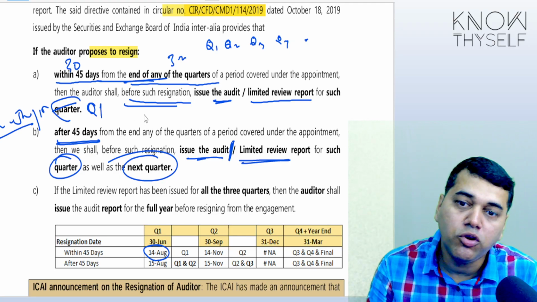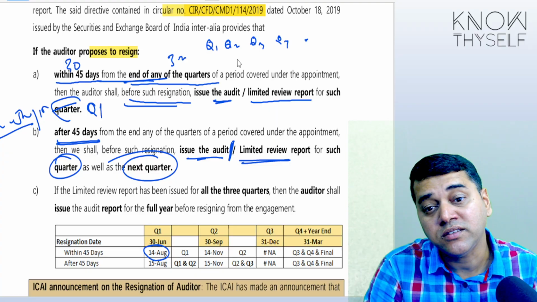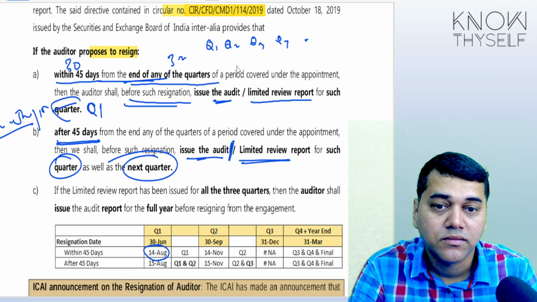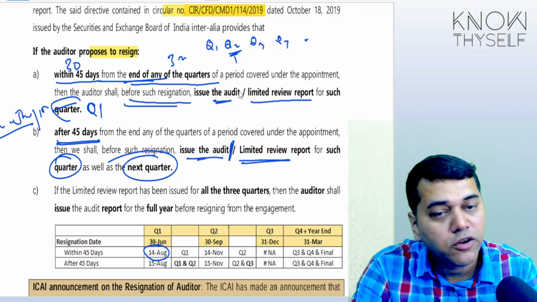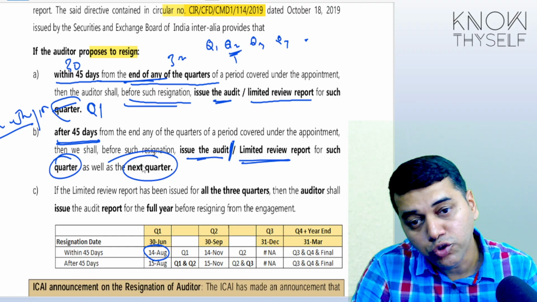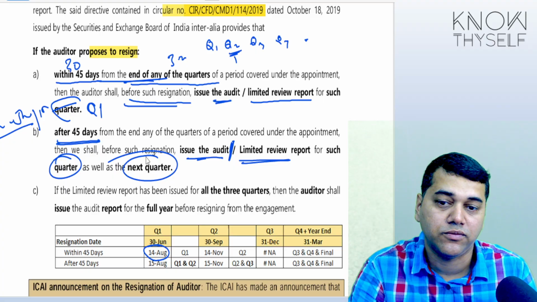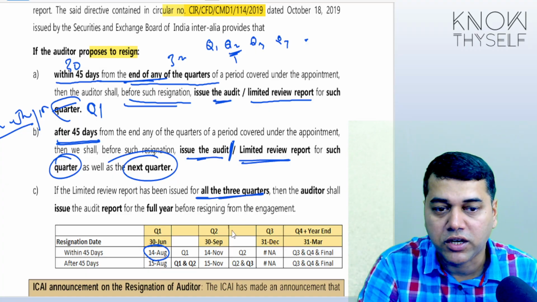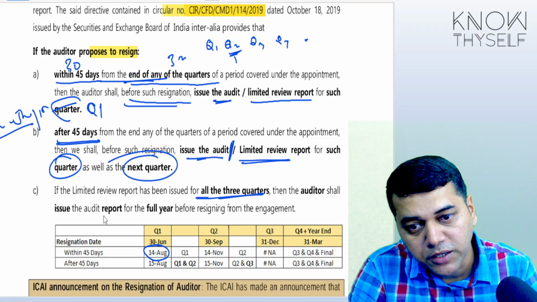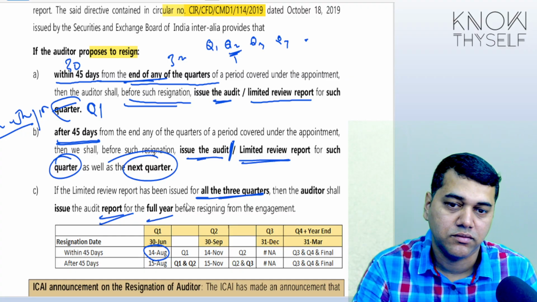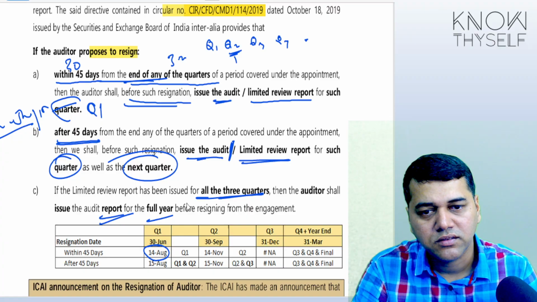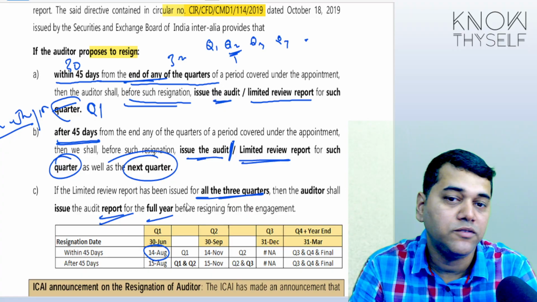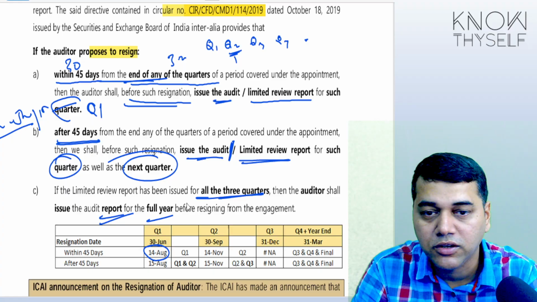But if you have spent more than 45 days, that means in the next quarter, quarter 2, you must have already spent 1.5 months with this client. Then you issue for the previous quarter also, and the next quarter also. And they say that if you are resigning after issuing limited review for 3 quarters, then you should issue the audit report for the full year and only then you should resign. Whatever you want to resign for, you tell in the report, but don't resign without issuing the audit report. Are you clear about this, friend?